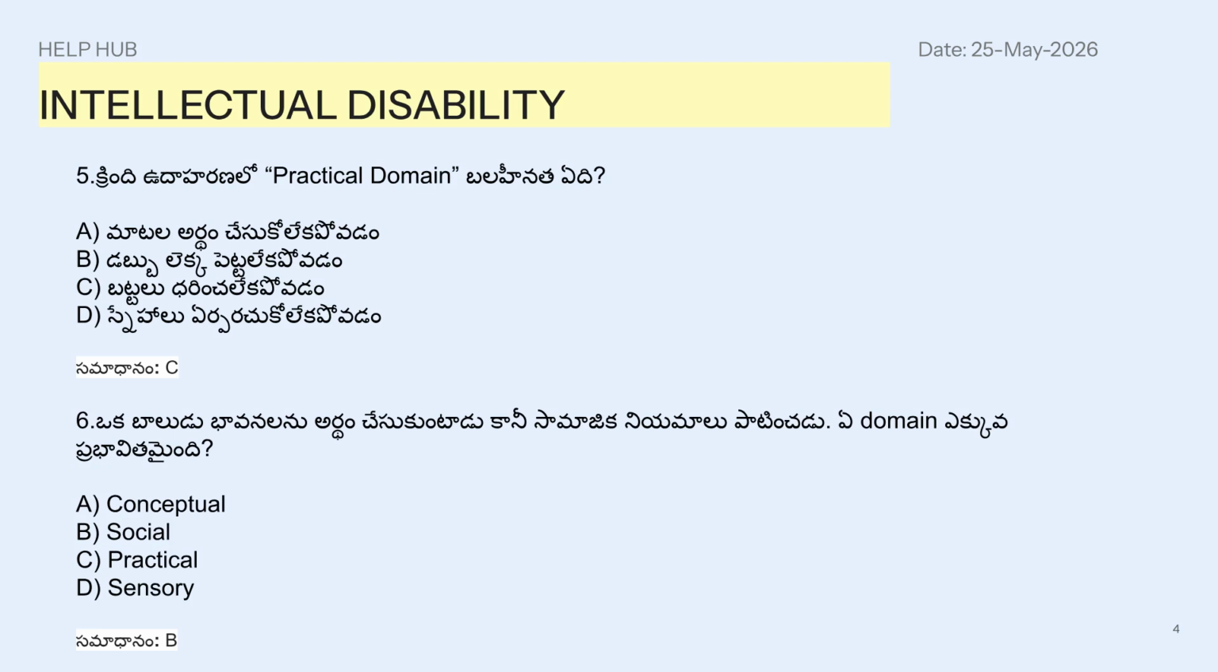Question 6. A boy understands concepts but does not follow social rules. Which domain is most affected? The answer is B. Social. Question 7. What is the correct description of ID? The answer is B. A lifelong neurodevelopmental condition.